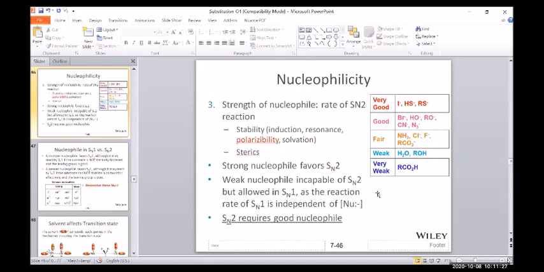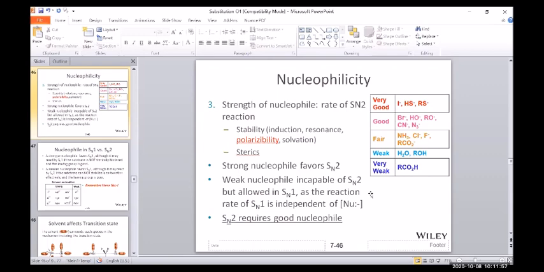The next topic is nucleophilicity, so basically, how good a nucleophile is. The nucleophile is very important for the SN2 reaction, because in the SN2 reaction, the nucleophile attacks and the leaving group breaks at the same time. In the SN1 reaction, the nucleophile is not important because it reacts in the fast step, reacting with the carbocation.